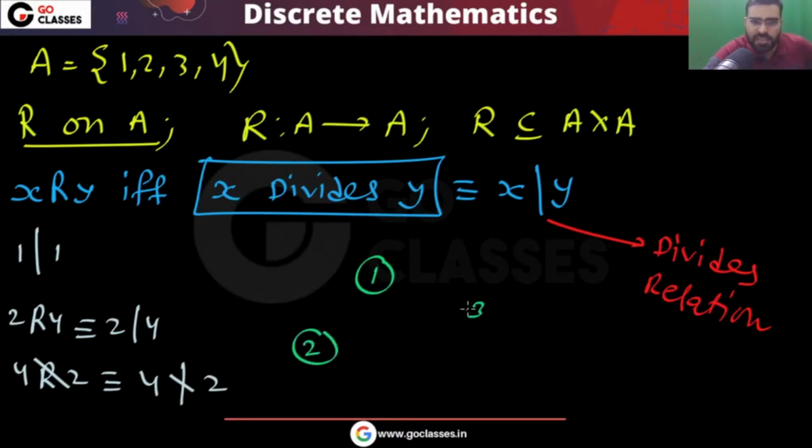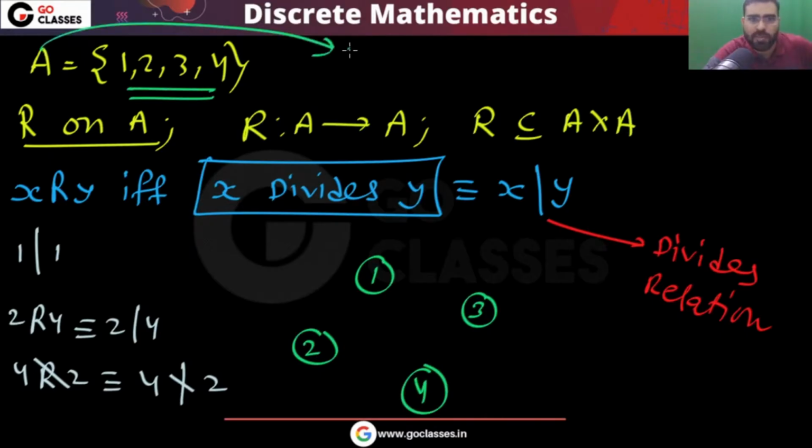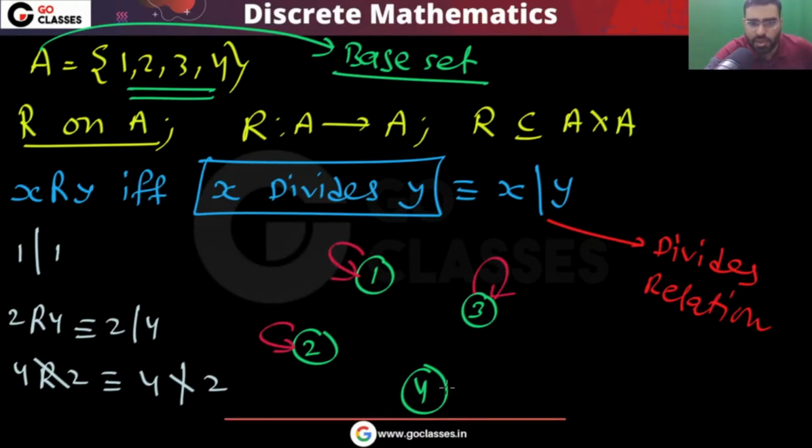In the graph representation, you will create nodes for every element of the base set. So here this is the base set, and for every element you will create one node. Now you can notice 3 is related to itself, 2 related to itself, 1 related to itself, and 4 will divide itself. 1 will divide 3, 1 will divide 2, 1 will divide 4. And 2 is related to 4, that's it. So this is the final graph.